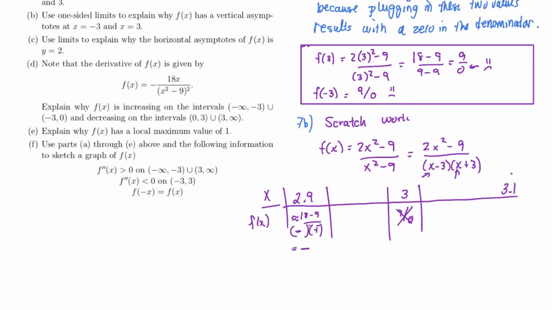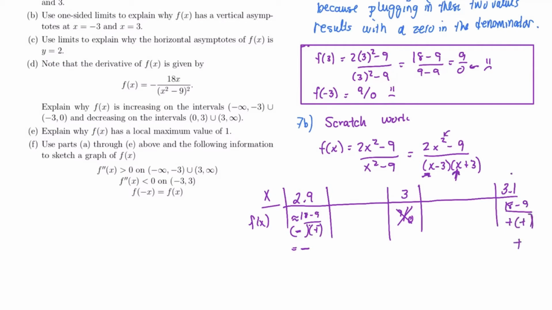Whereas 3.1 again is really close to 3. When you square it, it's approximately 9. 9 times 2 is 18, so I get 18 minus 9. And then when I plug in the 3.1 here, that'll actually be positive. And when I plug it into the second one, the x plus 3, that's also positive, so this is positive.